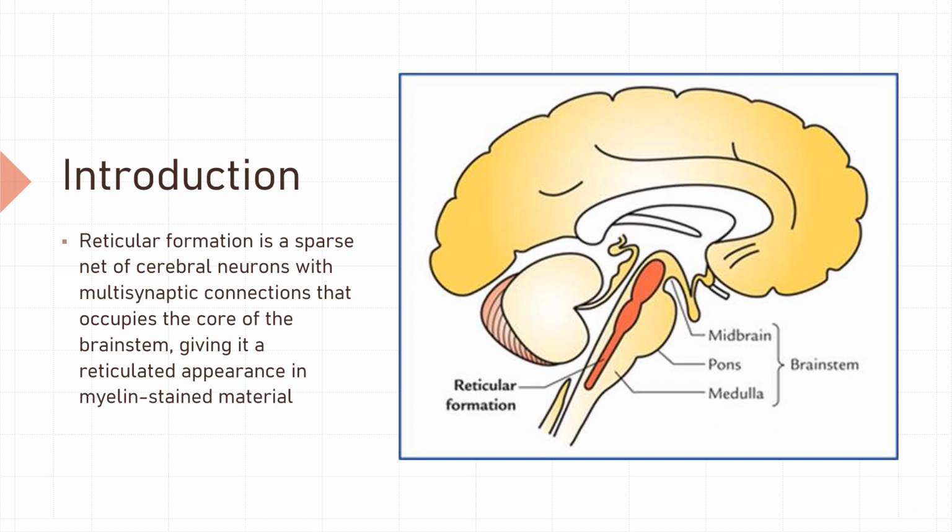So let's start with the introduction of the reticular formation. We'll start with its location first. So basically, the reticular formation occupies the core of the brainstem. It is present in the gray matter of the brainstem along with the nuclei for specific cranial nerves. The reticular formation is basically a diffuse group of neurons present within the core of the brainstem, and when you stain it with myelin stain, it gives quite a reticulated appearance, hence the name.